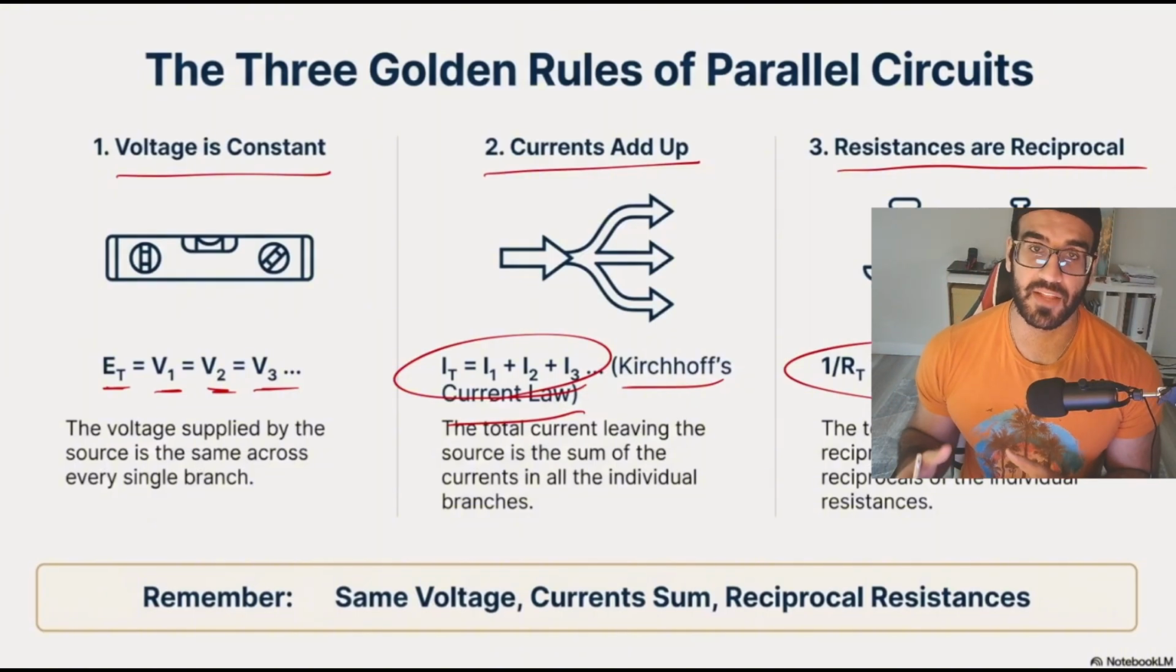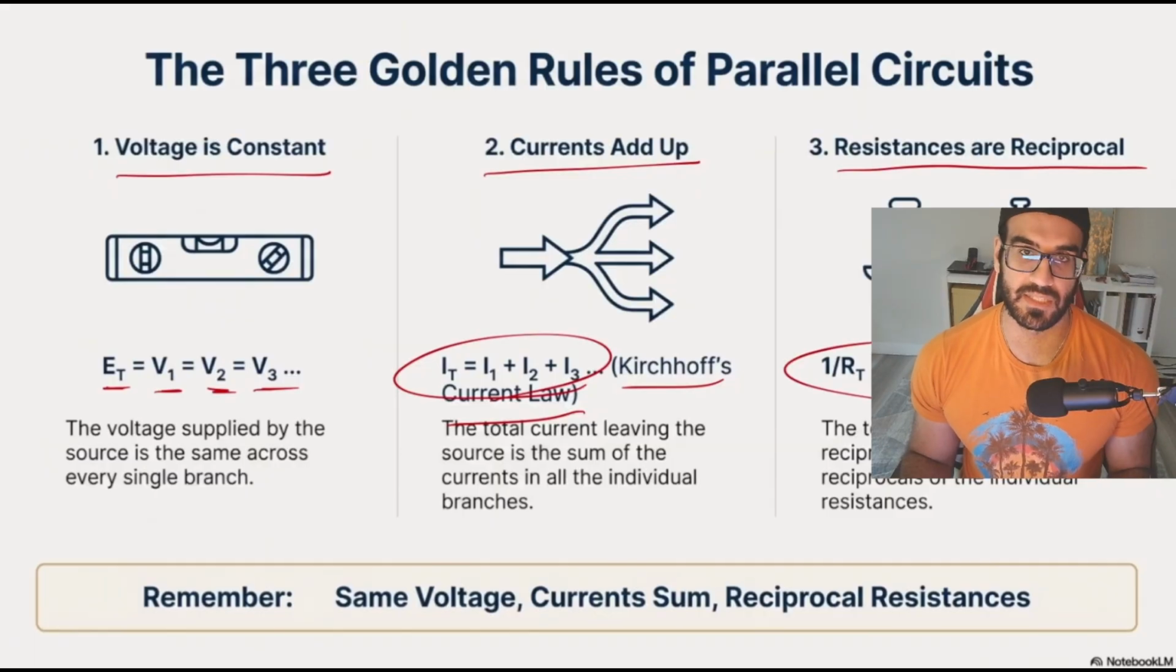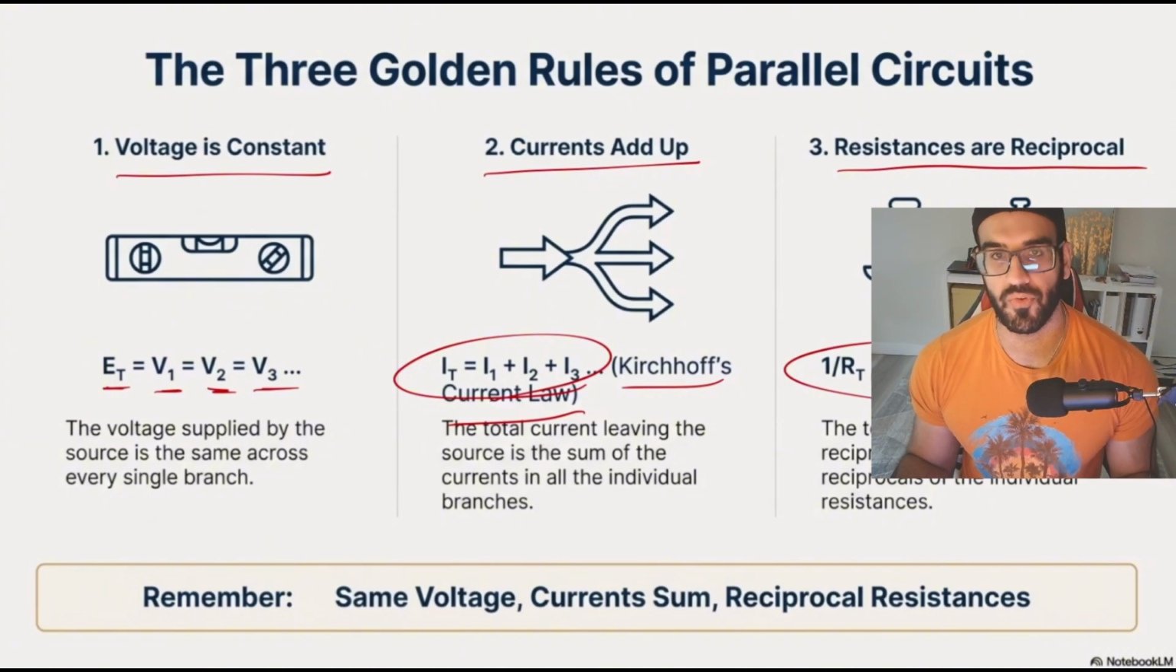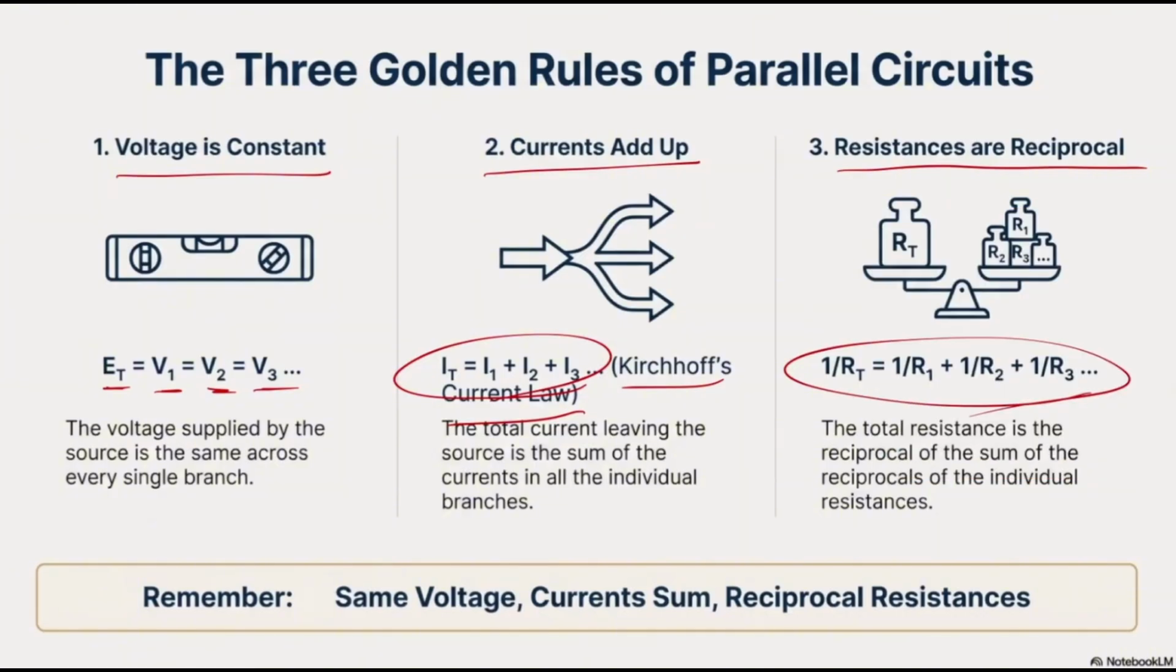Proving why we have this formula is very easy. We can use the previous rules, that the voltages are the same and the currents add up, and after that prove this one. It's not necessary, but if you want to do that, I can help you. If you have any question, you can just comment down below and I can help you prove it, but just try to memorize it. It would be good for you, obviously. So again, remember, parallel circuit: same voltage, current sum, reciprocal resistance.